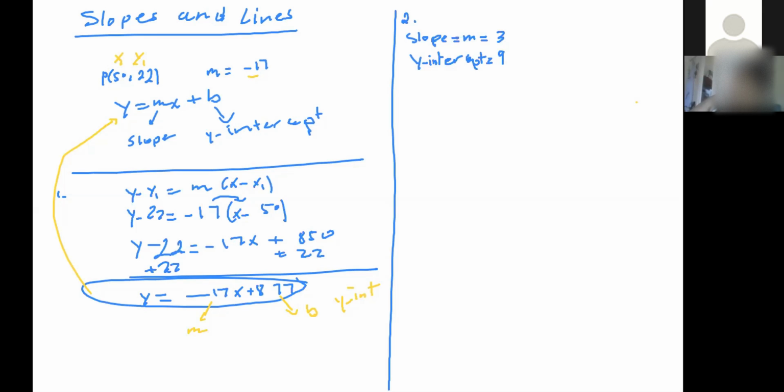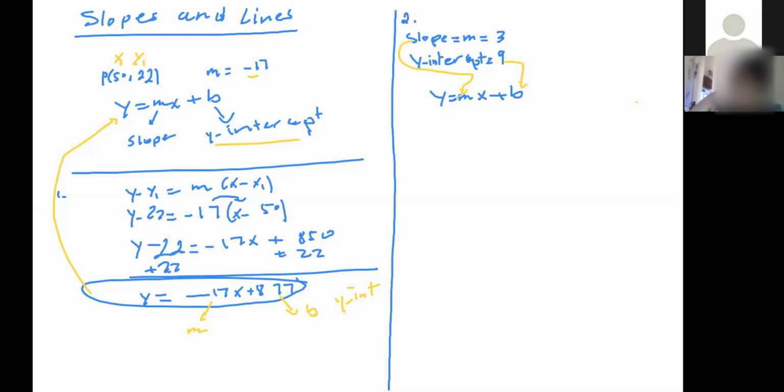So look at number 2. Number 2 is y equals mx plus b. That's right. But the slope is 3, and the y-intercept is 9. So what do you think we do with these two to complete the equation? The slope goes here, and the 9 goes here. So this is b, or y-intercept, as I showed you here.